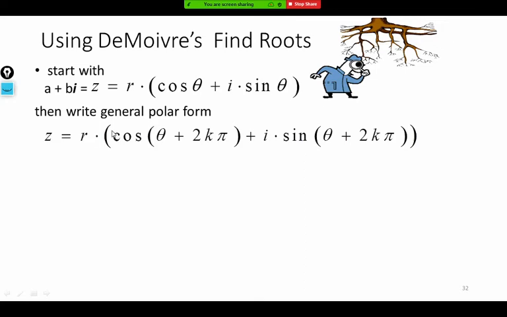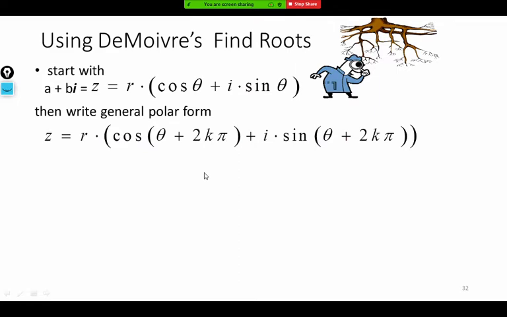Here we have a first application of De Moivre's theorem. Using De Moivre's theorem, we are going to find the roots of a complex number. So step number one, whatever the complex number we are given in the Cartesian form, we are going to convert into the polar form. Step two, replace theta by theta plus 2k pi. That gives us a general polar form.